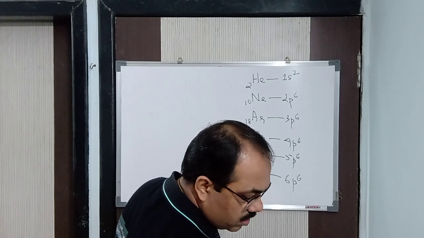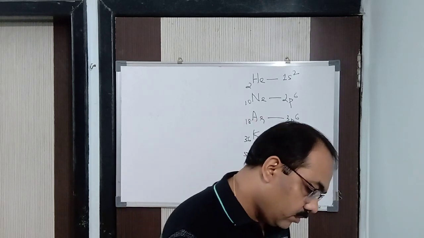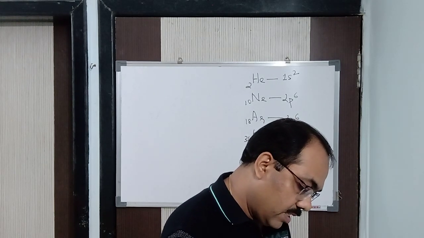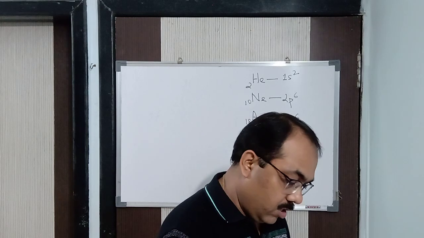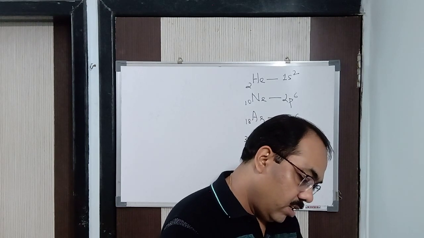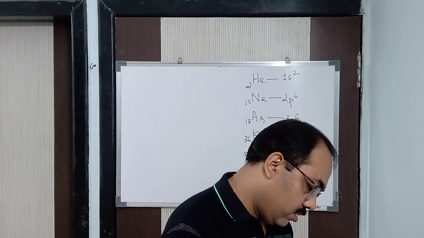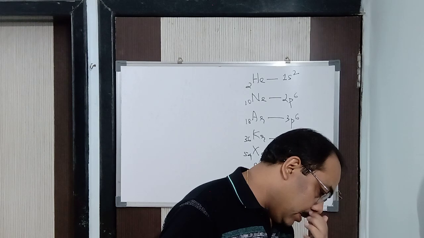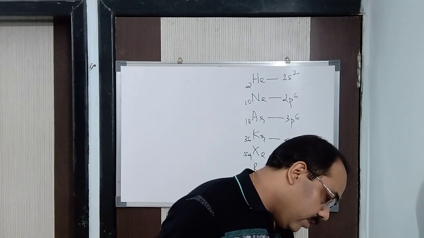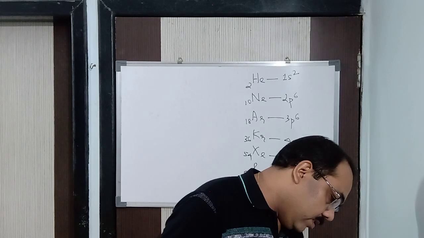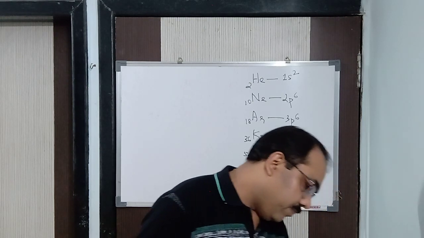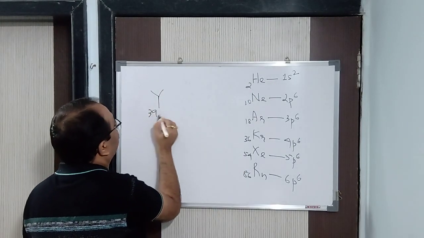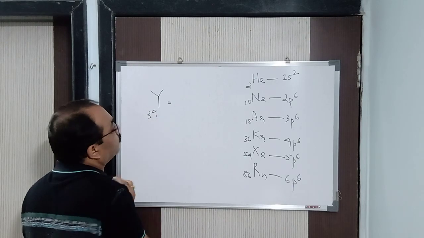Okay. Now let me give you some examples so that it will be easy for you to understand how we will use this to write the electronic configuration. Let me take some examples. Here, let me take the element yttrium. Its atomic number is 39. Fine.